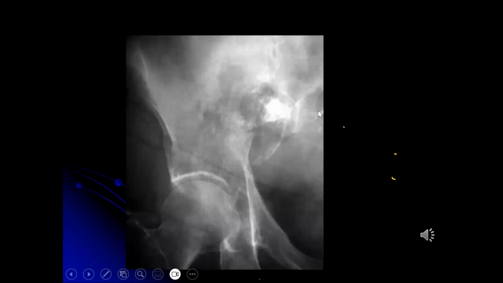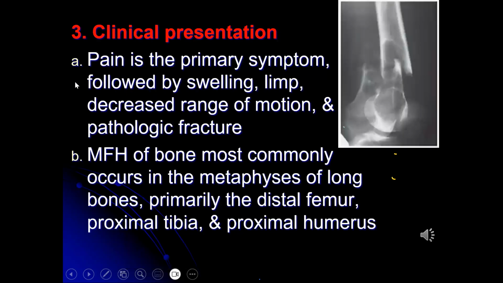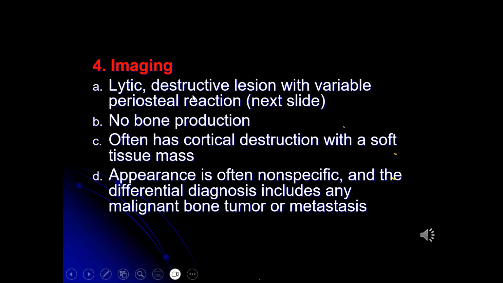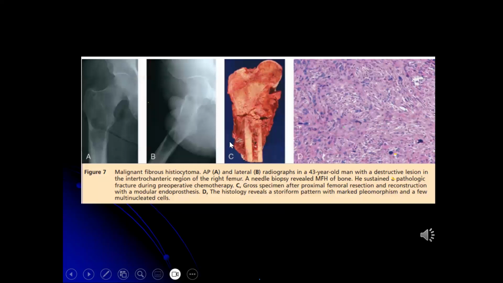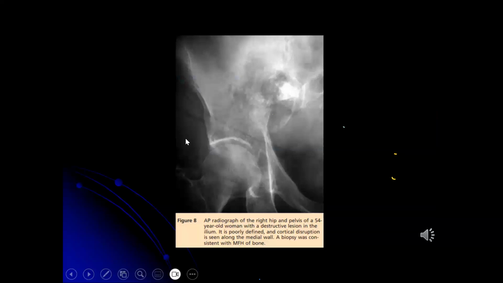This is another lesion. They present with pain, swelling, and limp. It occurs quite commonly in the region of the metaphysis. It gives you a lytic picture on plain radiography. There's no bone formation. There's only cortical destruction. And this shows you the lesions. So you have to keep this in mind, okay?